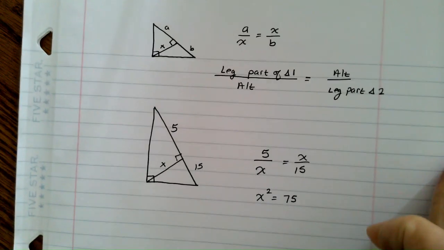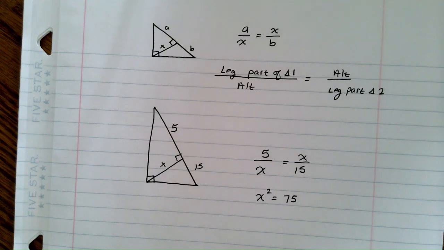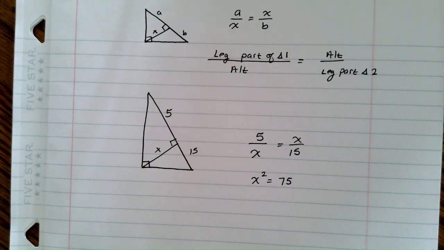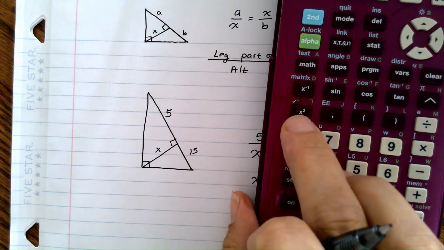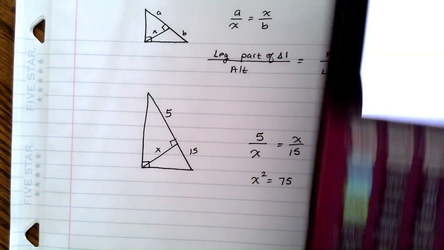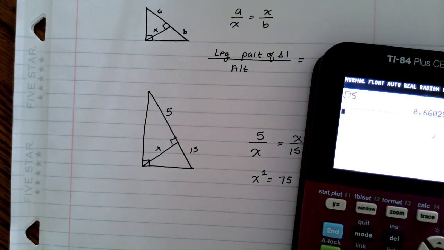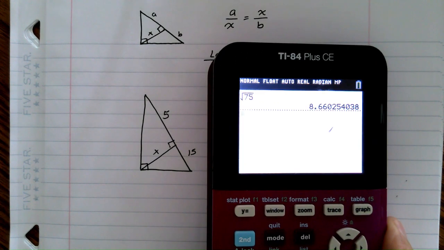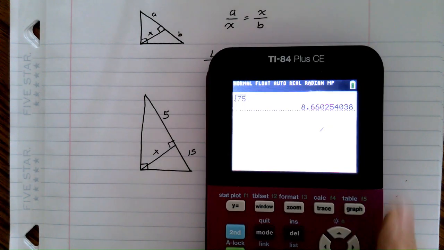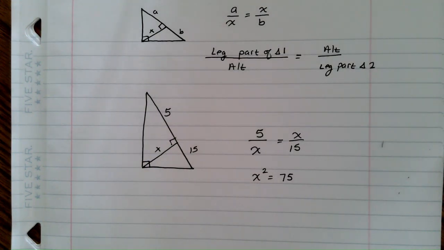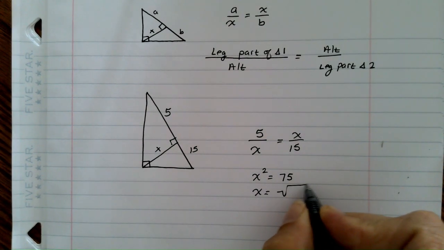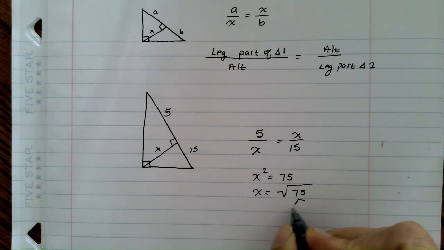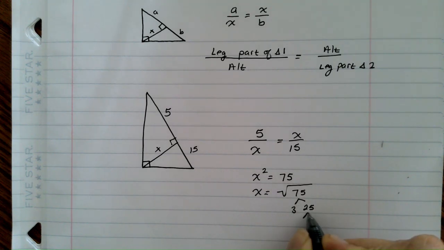Okay, so to get rid of squaring, we're going to need the square root button. If your teacher allows rounding, go ahead and just type that into the calculator. And then 75, but it's a decimal. And the calculator eventually rounds. Even if you write all the decimals down, that calculator is rounded. So if you're in my classroom, we don't generally round because we want exact answers. So we're going to go ahead and remember that 75 is 3 times 25, and 25 is 5 squared.